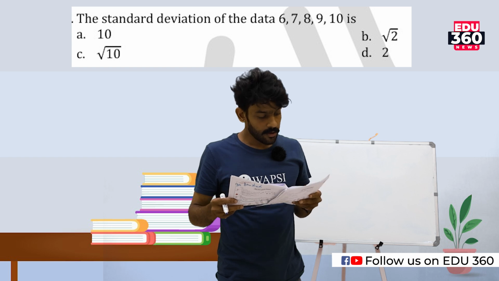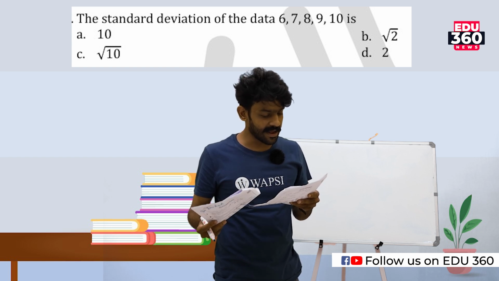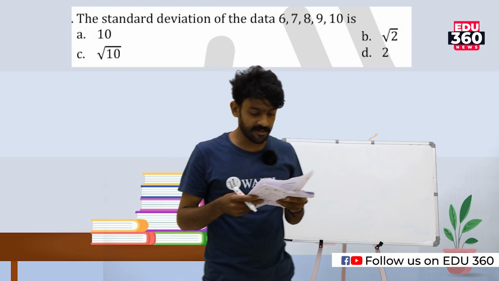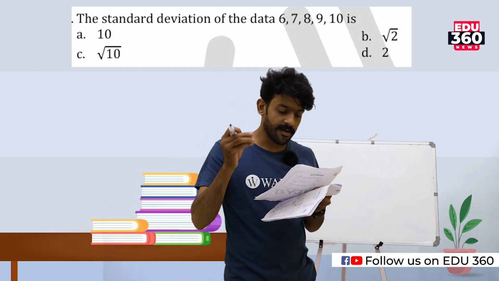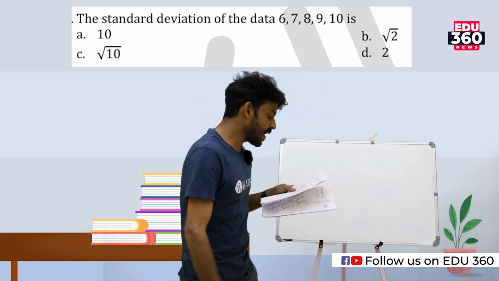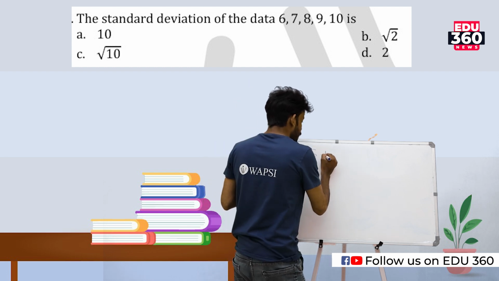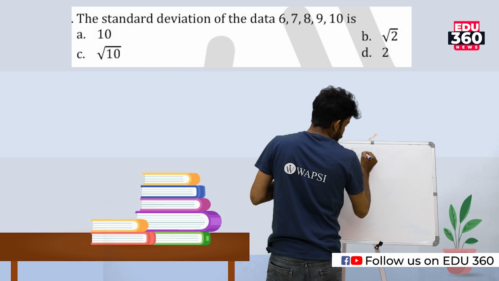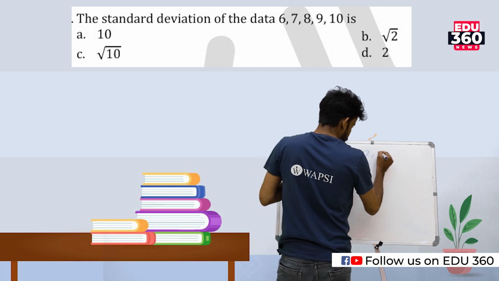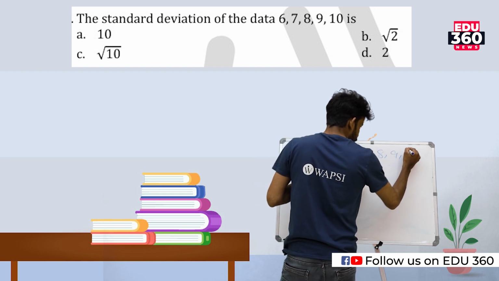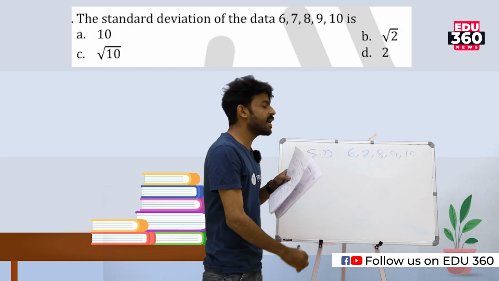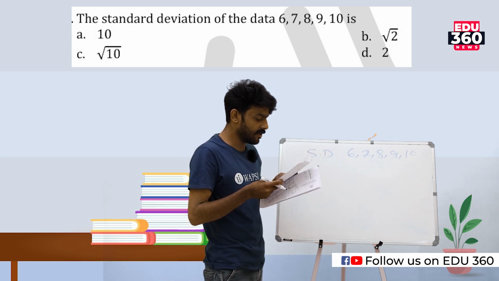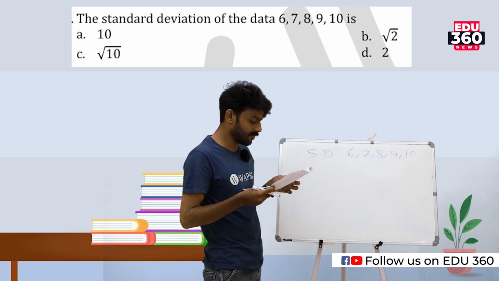Okay. So the next question is: given the data 6, 7, 8, 9, 10, find the standard deviation. We can write it as SD. The standard deviation of the data 6, 7, 8, 9, 10 is. We need to find the standard deviation of this one.